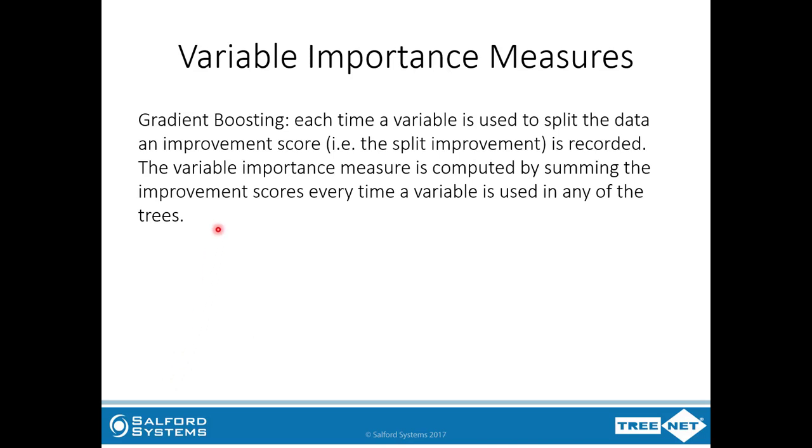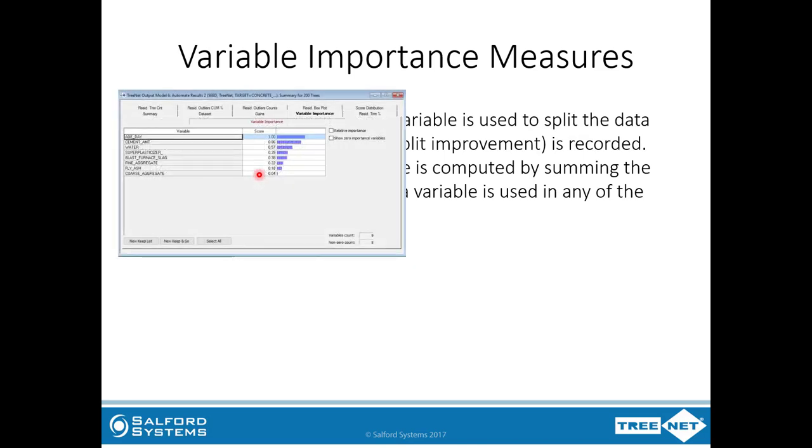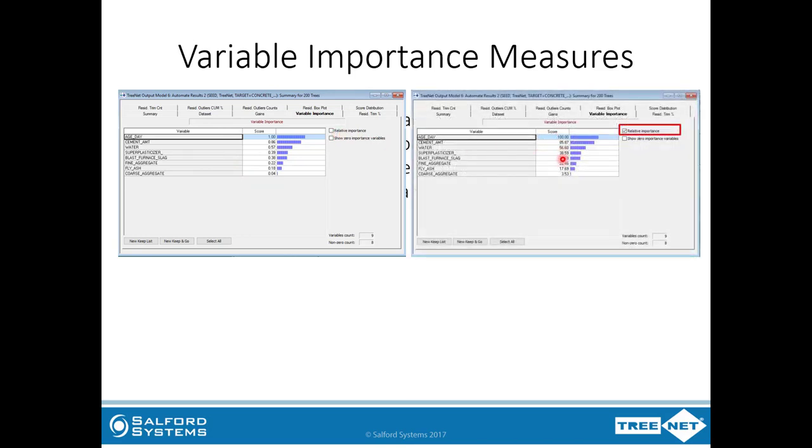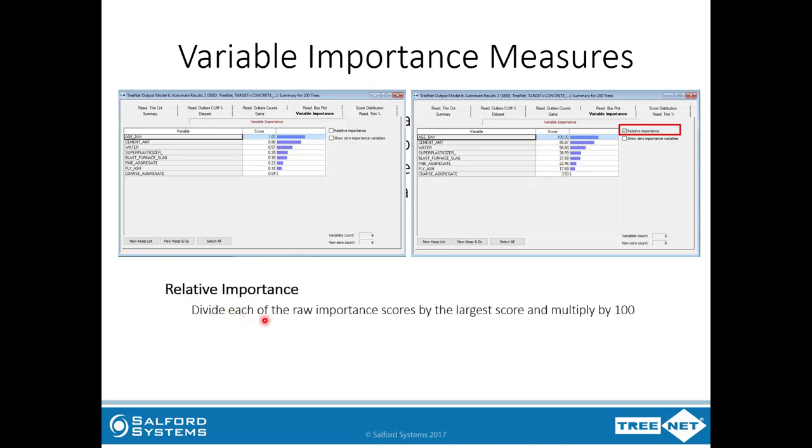So the way that variable importance measures are computed in gradient boosting is that each time a variable is used to split the data, an improvement score is recorded. Now, the variable importance measure itself is computed by just summing the improvement scores every time a variable is used in any of the trees. And so you'll see variable importance measures like this. And if you check this relative importance box, then they'll be scaled here. What this actually does is you divide each of the raw importance scores, which are on the left here, by the largest score, and then you multiply by 100.